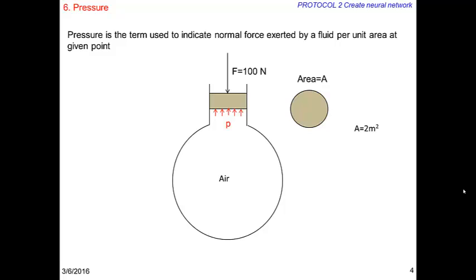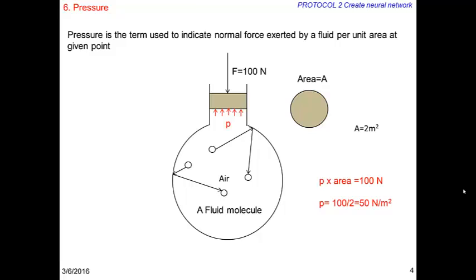Let P be the normal force exerted by the fluid per unit area of the piston. Now, P times the area of the piston must be equal to 100 Newton. Or pressure, P equals force divided by area equals 100 divided by 2 equals 50 Newton per meter square. Microscopically, pressure is the average reactive force exerted by molecules on the walls of the fluid container, due to their collision and resulting change in momentum.